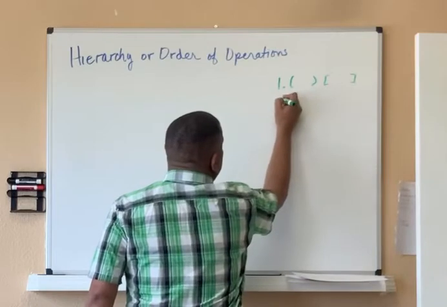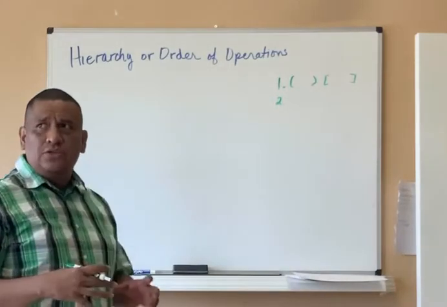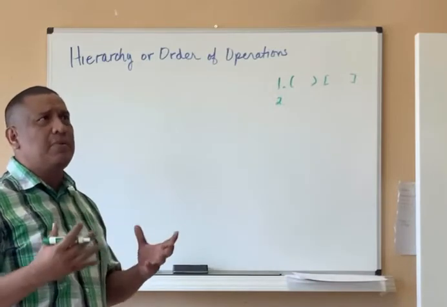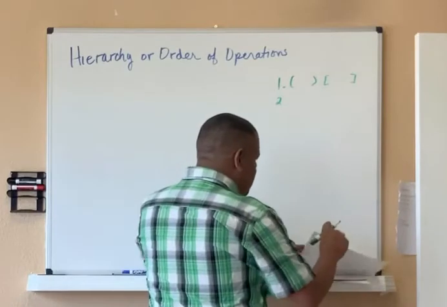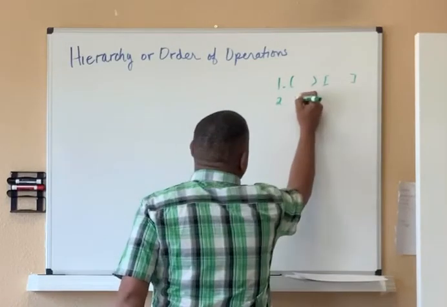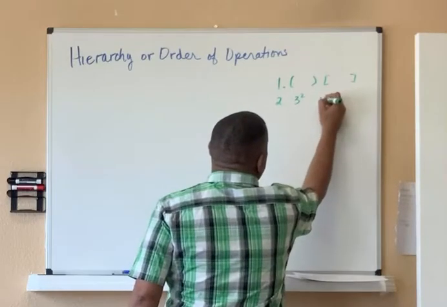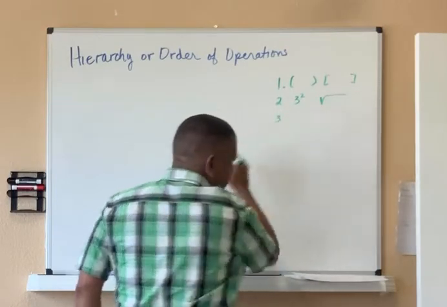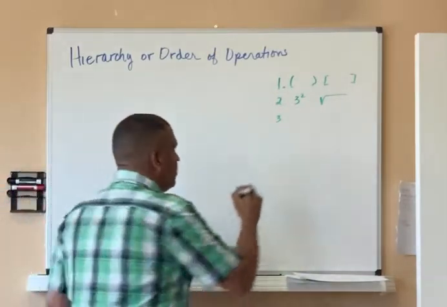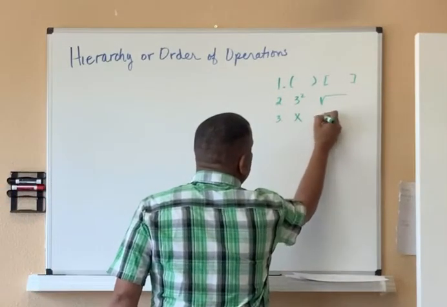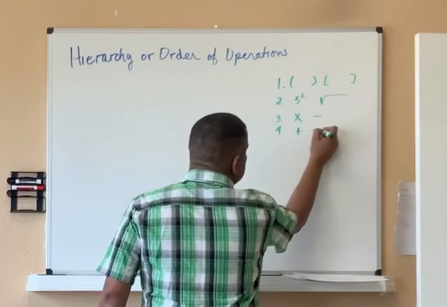Rule number two, whenever we have a power, okay, 2 to the second power, 3 to the fourth power, then that's when we continue working that number. For example, 3 to the second power, etc. Then any square roots. Rule number 3, you work any multiplication or division. And rule number 4, any addition or subtraction.